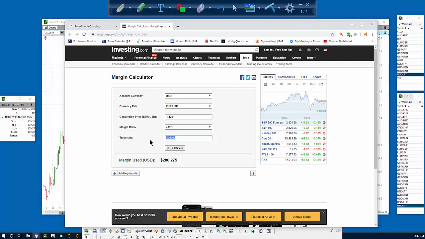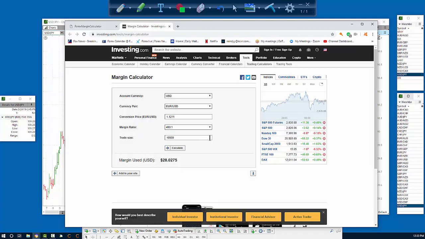Now, if you were going to do a 1 mini lot trade, 1 mini lot trades are essentially 1/10 of a lot. So 1/10 of 100,000 units is 10,000 units, right? So you type in 10,000 if you were doing 1 mini lot, and you calculate that, and we see that it's $28.02 essentially. Rounded off, it'd be $28.03, right?